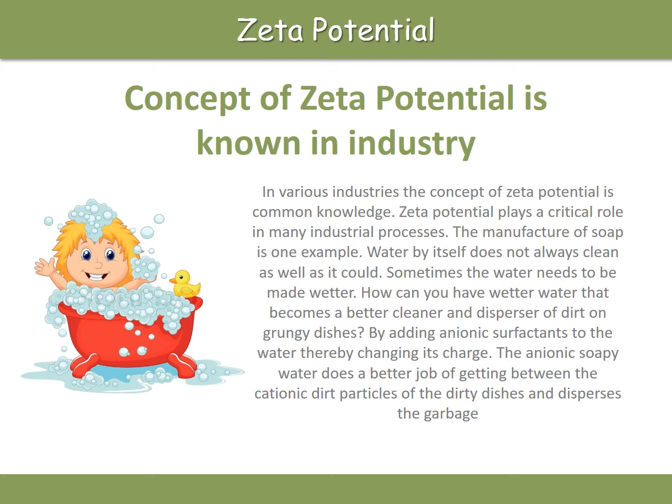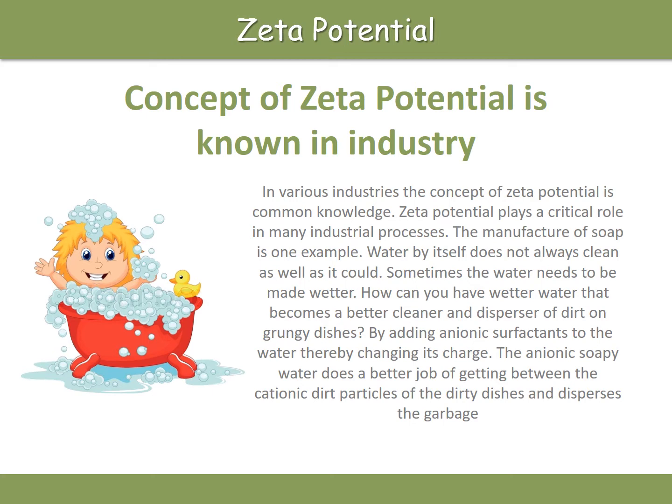Then it becomes cleaner and disperses dirt on gungy dishes by adding an anionic surfactant to the water and thereby changing its charge. The anionic soapy water does a better job of getting between the cationic dirt particles of the dirty dishes and disperses the garbage. Let me give you an example. Imagine you have a roast dinner and you've got all the fat and oil on the plate, and you put it into the soapy water, and the soapy water is anionic. It has anionic surfactants in it. It has to, because it's a cleaning thing. So where does that oil go? You put it into the sink, and it all disperses. It completely disperses. You can't find it. It's all there, but it's completely dispersed.